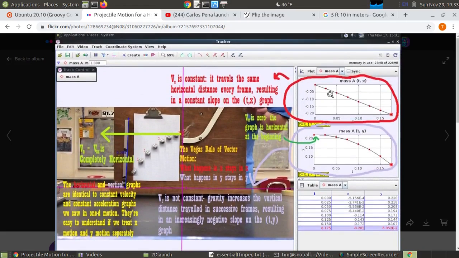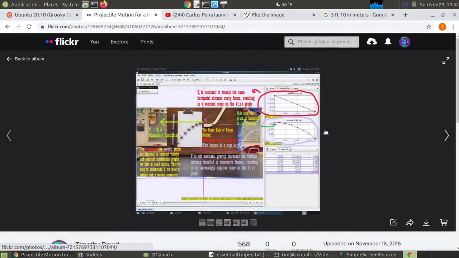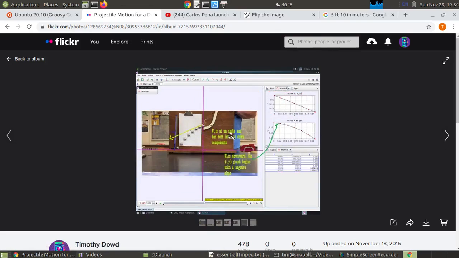And furthermore, we see a constant velocity position time graph in the X dimension because gravity, a vertical force, doesn't affect it. We see a parabolic position time graph in the Y dimension because we have the constant force of gravity affecting it. So the point of this video is going to be to generalize these ideas and deal with non-horizontal launches.